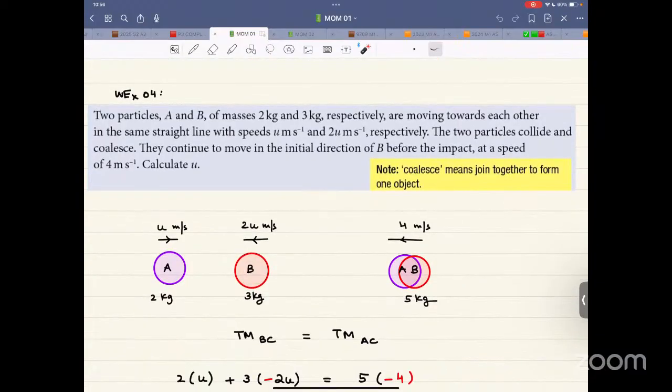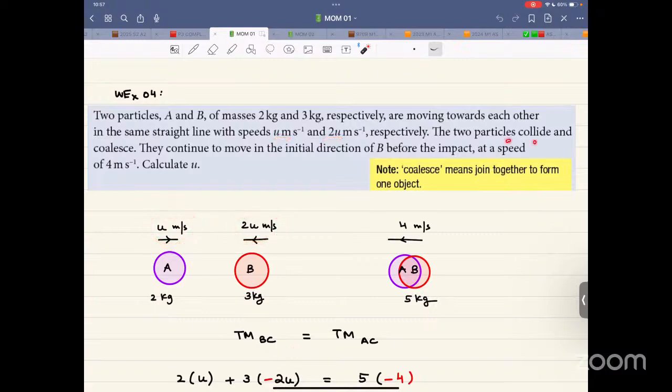Now the word coalesce means the two particles combine and become one single particle. So now over here, it says there is 2 kg, there is 3 kg. They are moving towards each other. This is u, this is 2u. If you take this to be positive, this has to be taken as negative.